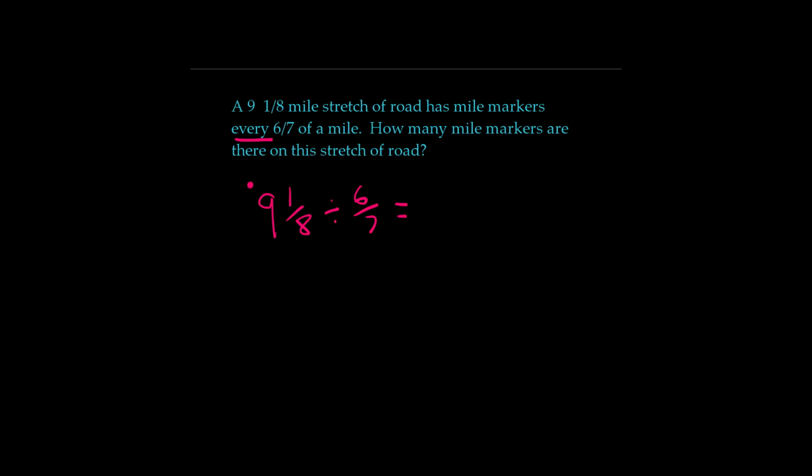All right. So step one for this. So now we have a mixed number divided by a fraction. So turn this into an improper fraction. So 73/8. Okay. And then we're going to do times the reciprocal. Flip this one over. All right. Unfortunately, not too much to simplify here. So we're going to have 8 times 6, 73 times 7.